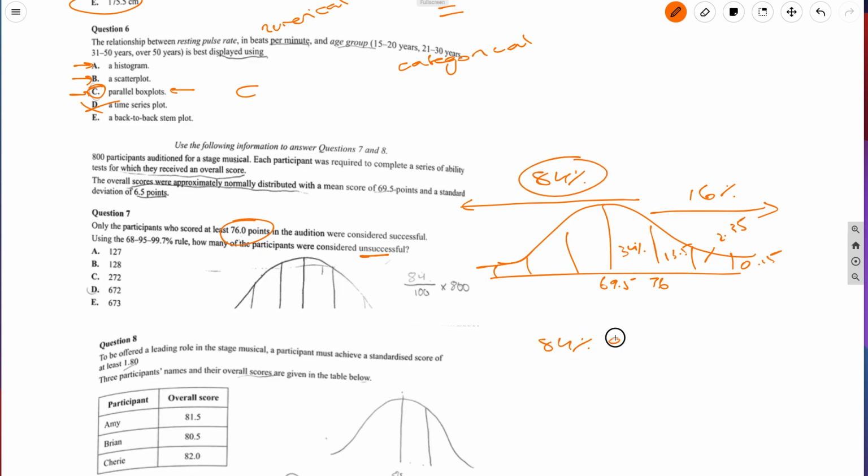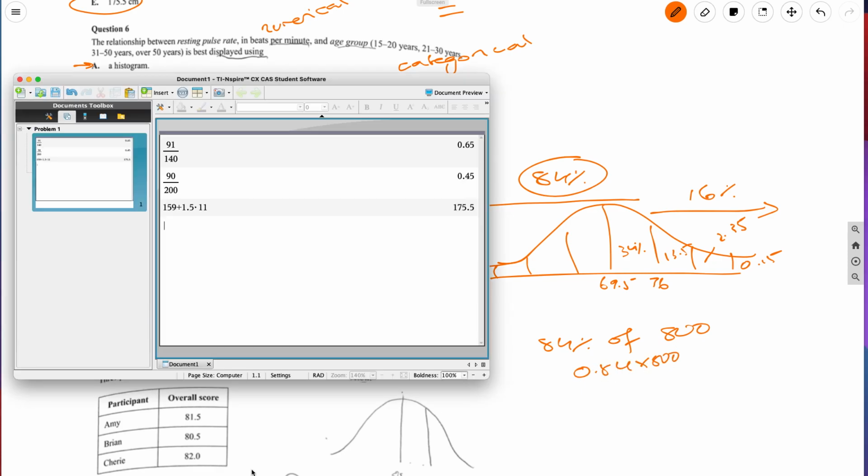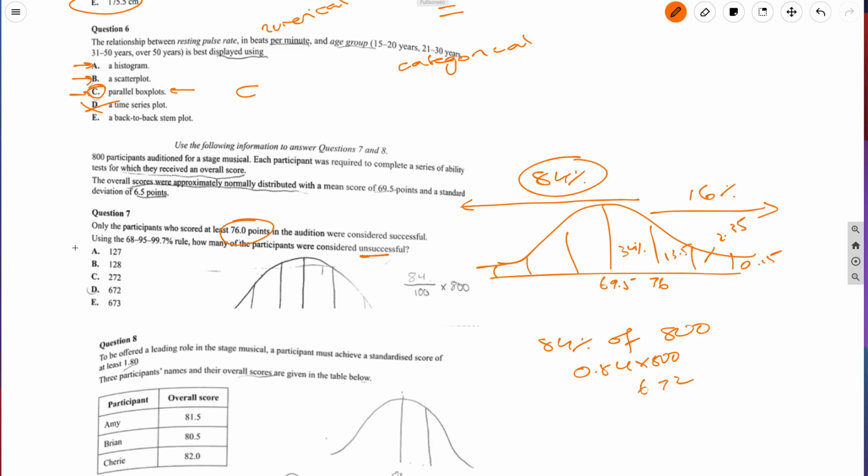So therefore 84% of 800, which is 0.84 times 800. And so we'll do that. 0.84 times 800 is 672 people did not make the cut. So there we go. So it's D.